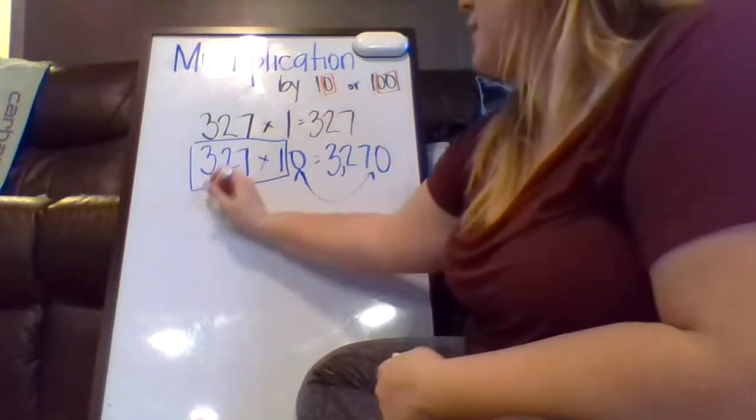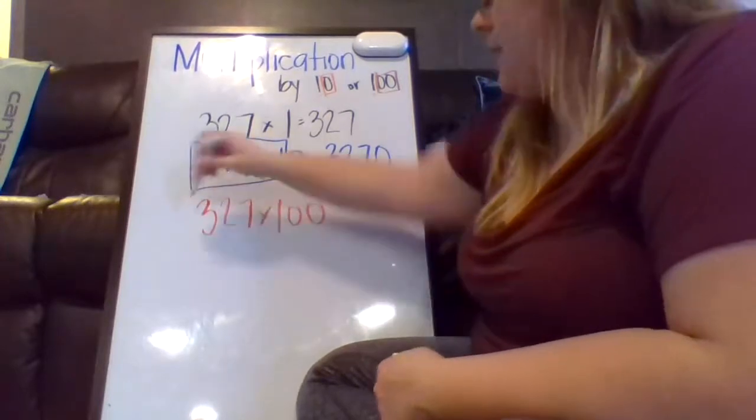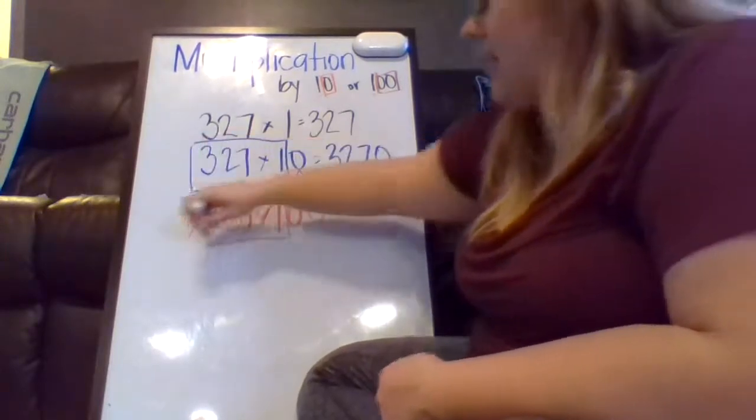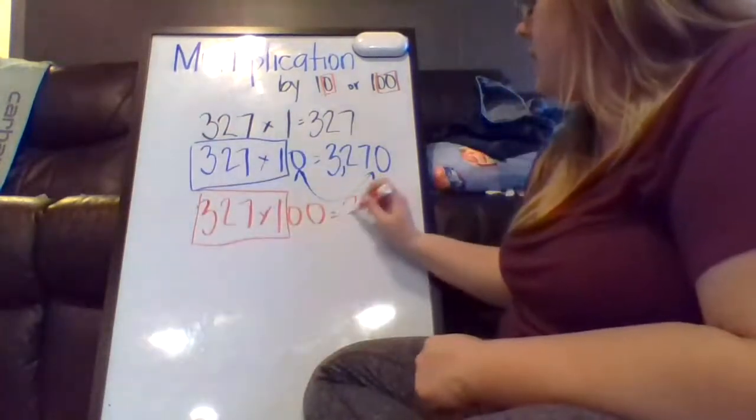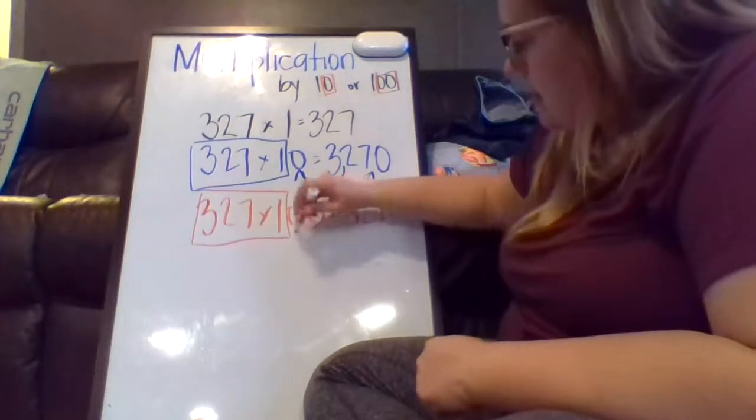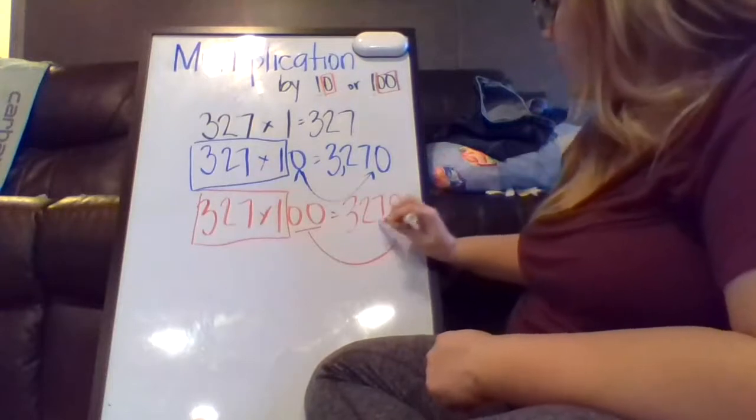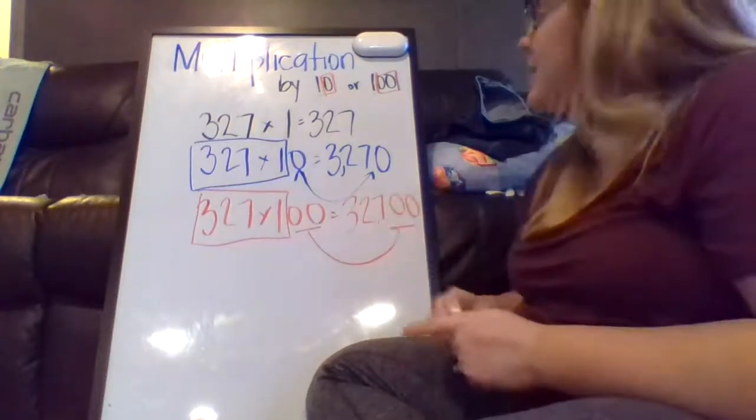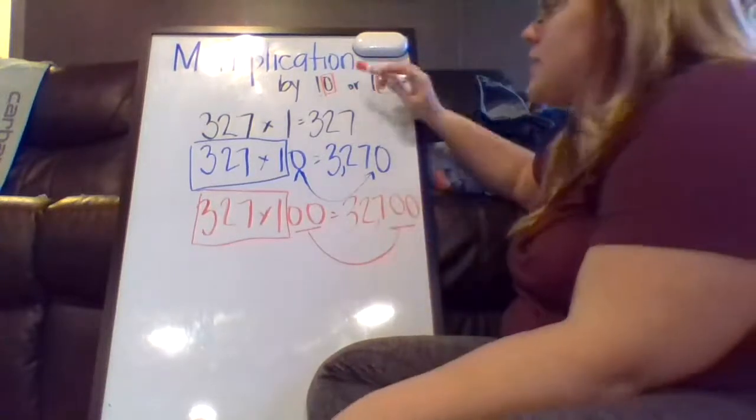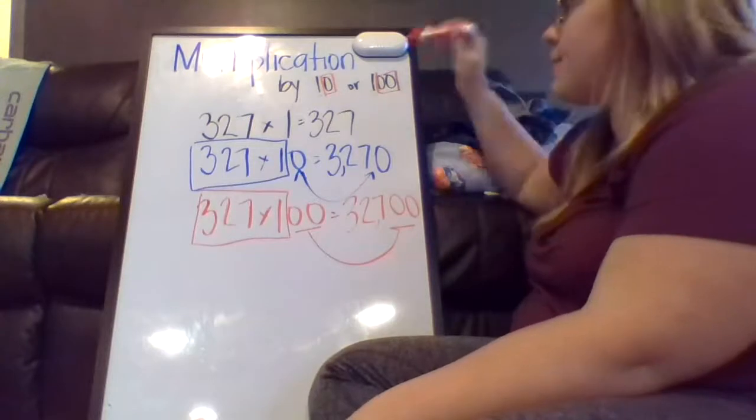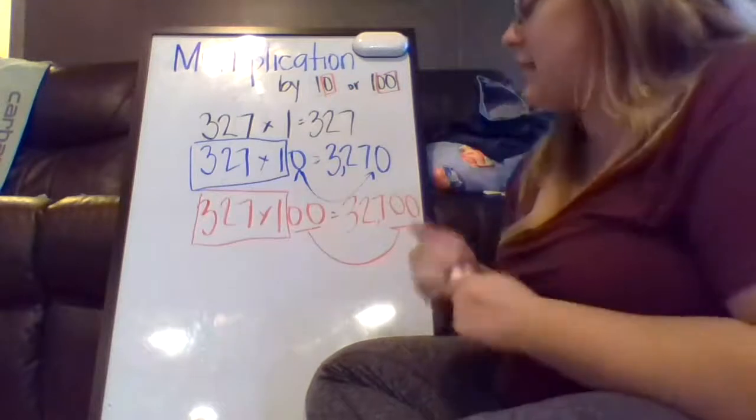I can do the same thing when I multiply times 100. I'm going to box in my times 1. 327 times 1 is 327. Now I have 2 zeros to move over. Count back 1, 2, 3. 327 times 100 is 32,700. So it's really just when it's 10, 100, 1,000, when it's a power of 10, you just count the number of zeros you have and you add them to the end of the number.